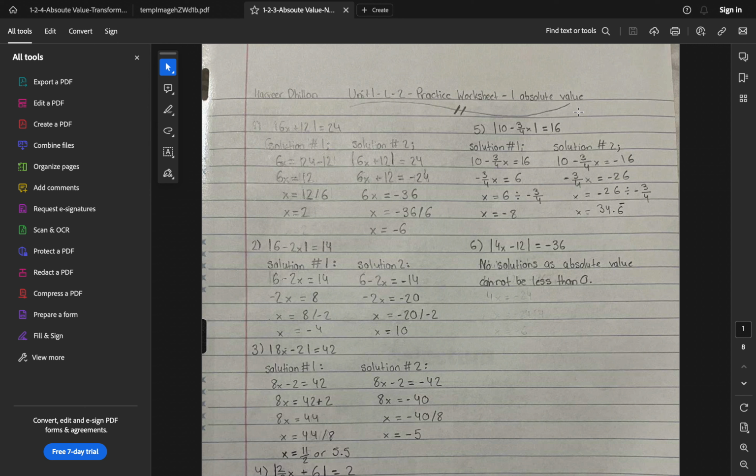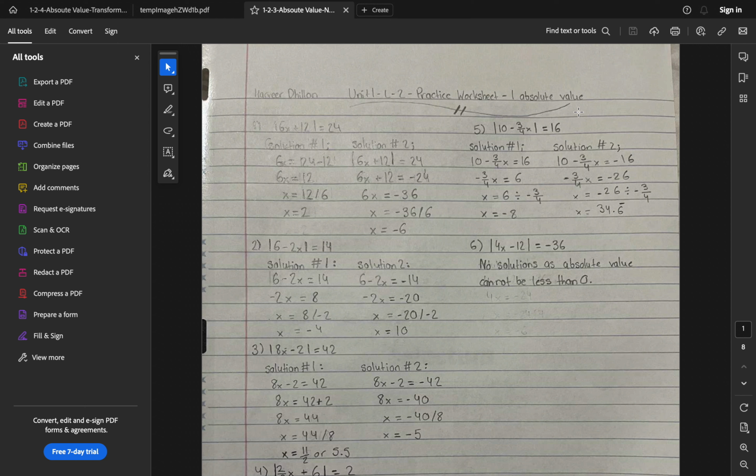We're isolating the x, so we're going to bring the 10 to the other side, which makes it negative 3 over 4x is equivalent to 6. Once again, we isolate for the x, which equals x is equal to 6 divided by negative 3 over 4, which means x is equivalent to negative 8.